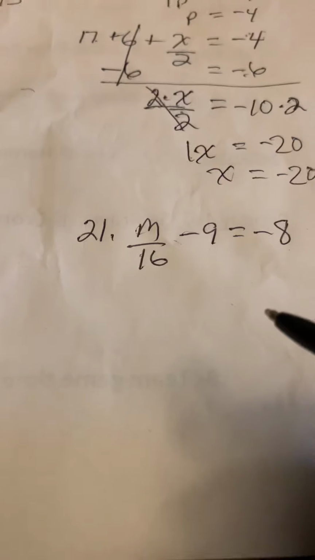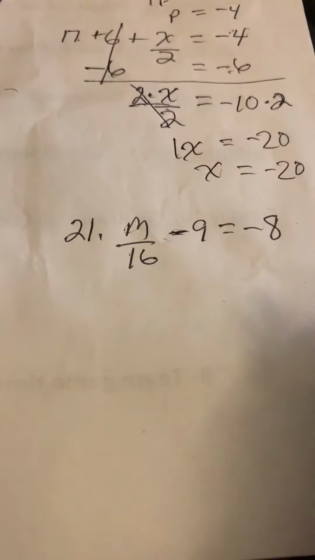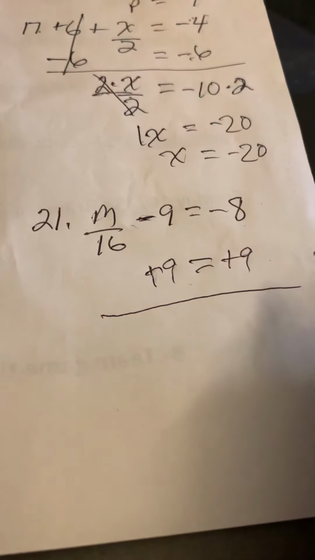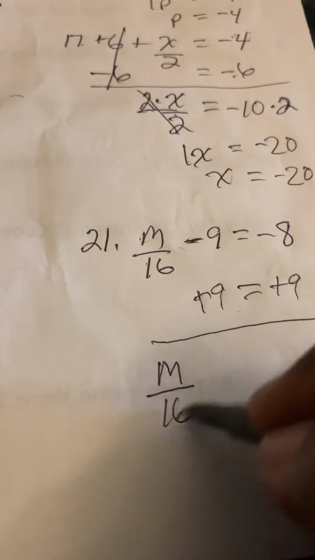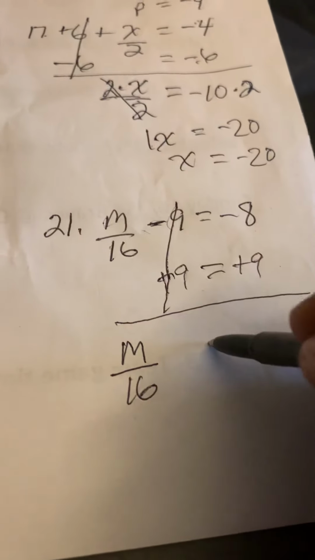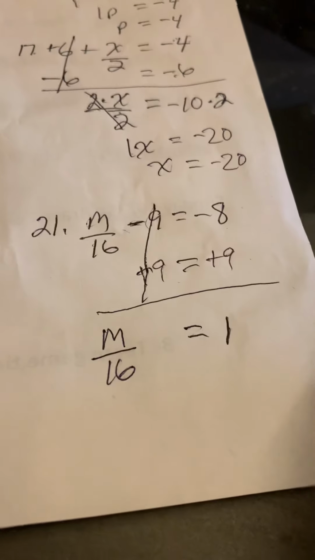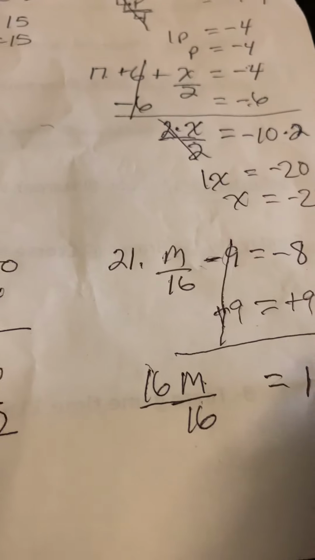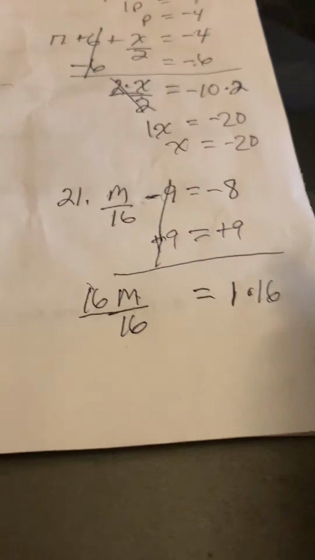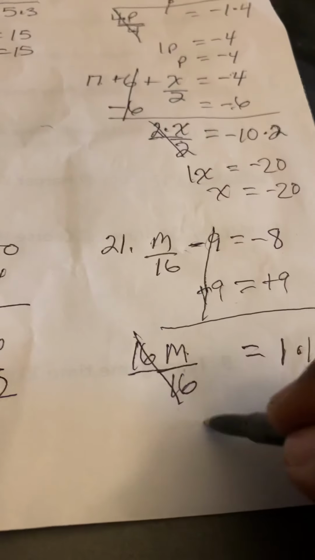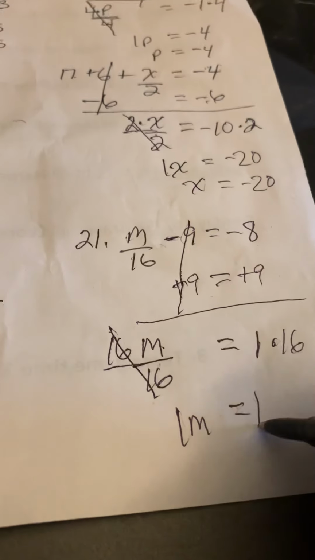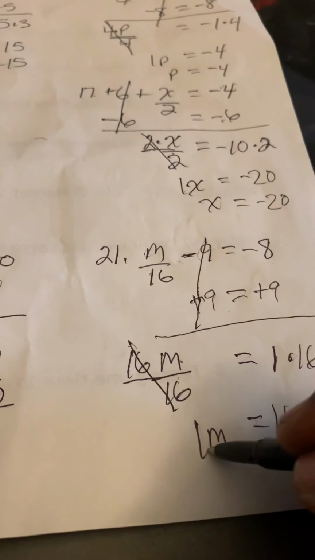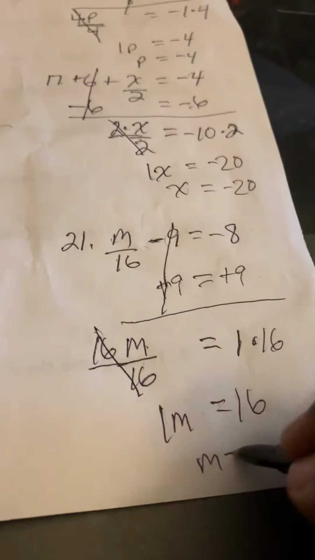And our last problem for this morning, for today, says minus 9. So we're going to add 9 on both sides. That leaves us with m divided by 16. That becomes 0 is equal to 1. And this says m divided by 16, so we're going to multiply both sides by 16. So we look like that. 16 divided by 16 is 1, so that's 1m. m is equal to 16. Do we need the 1 there, really? No. So m is equal to 16.